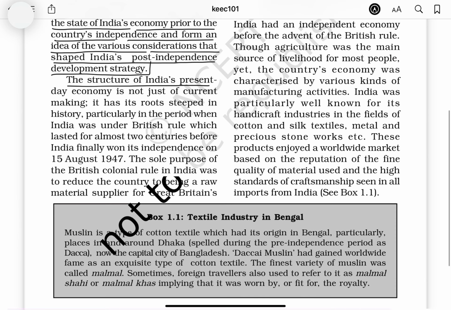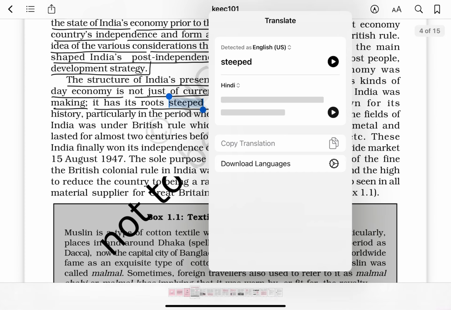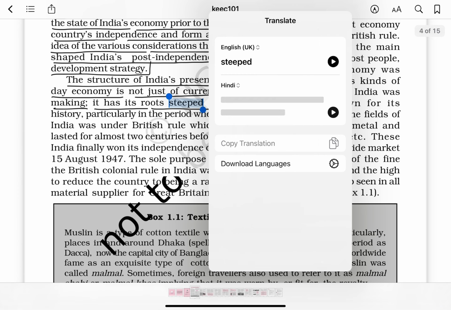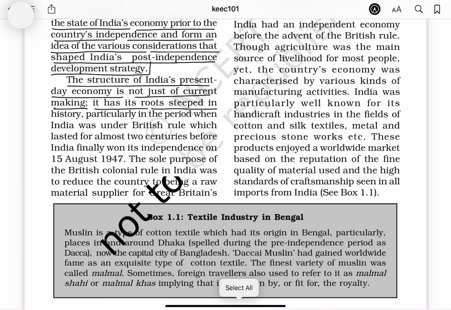The structure of India's present-day economy is not just of current making. It has its roots steeped, डिक्शनरी भी नहीं ढूंढ पा रही से ओतप्रोत होकर। steeped मतलब एकदम से ओतप्रोत है, in history, particularly in the period when India was under British rule, which lasted for almost 2 centuries before India finally won its independence on 15th August 1947.